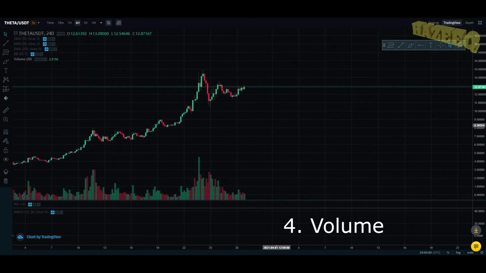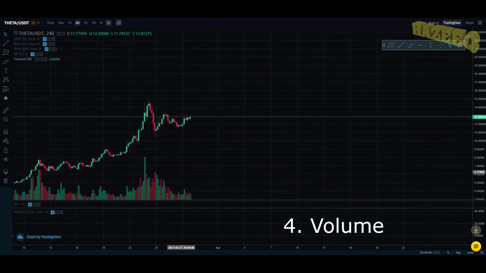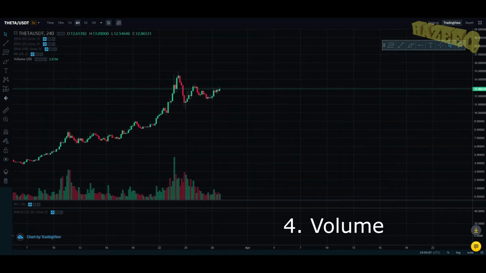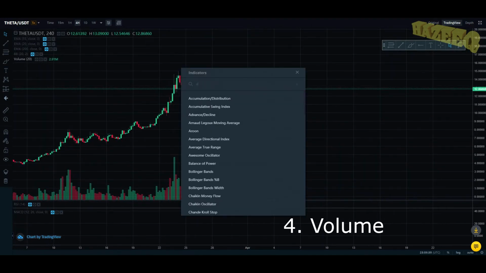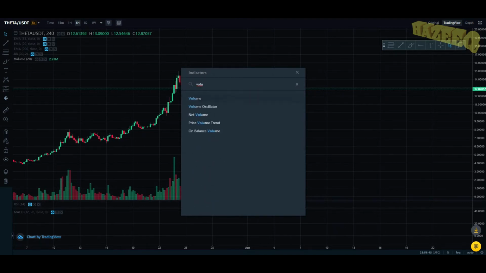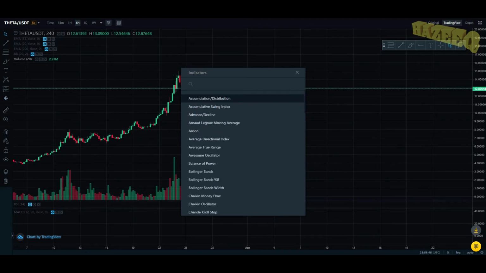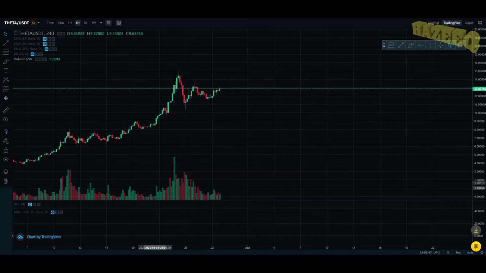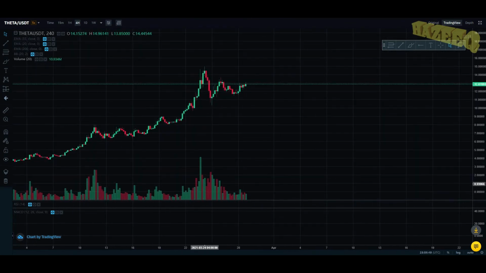Now the volume is one that I use in pretty much all my charts. You go to technical indicators and you type in volume. There we go. You press on it and you click on it, and that's going to bring up this volume chart over here. Actually, hold that thought.